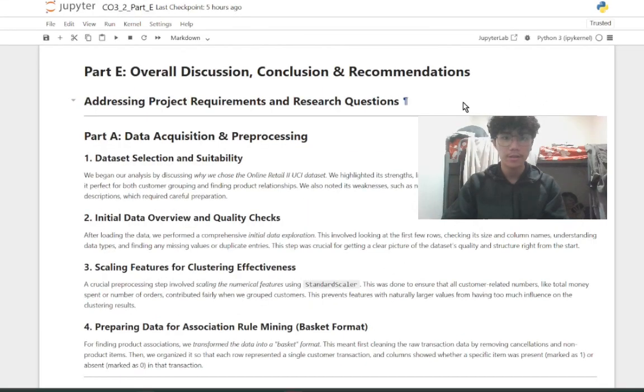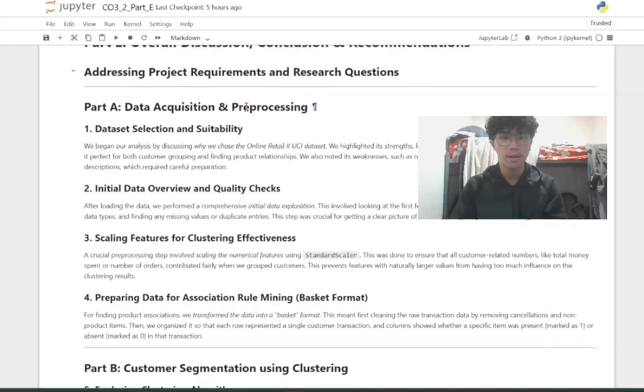So now we're in the final section of our project, where we will discuss our findings, our conclusions, and provide actionable recommendations. So first, let's recap our journey.